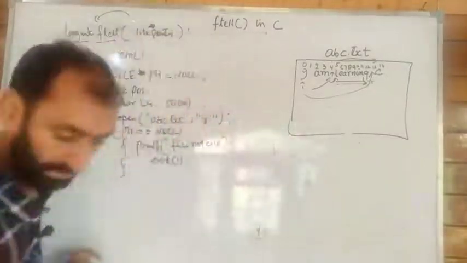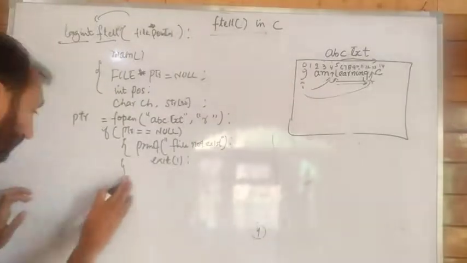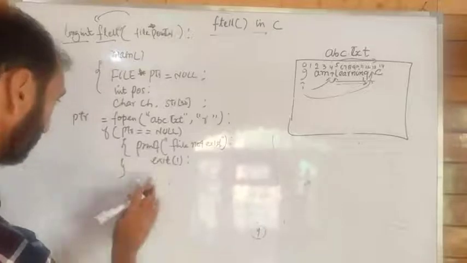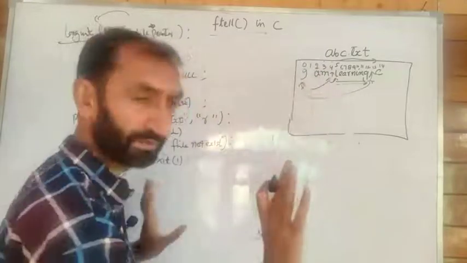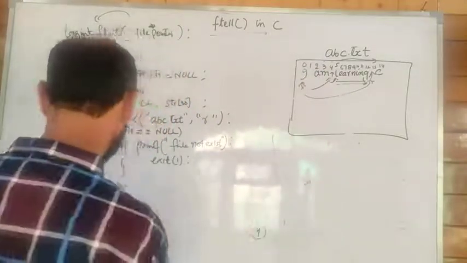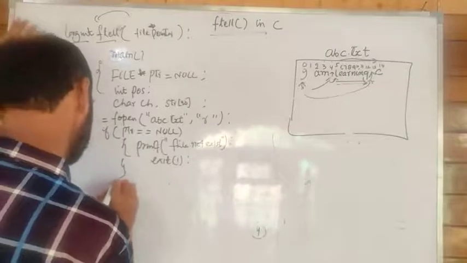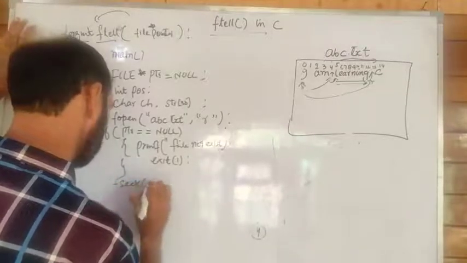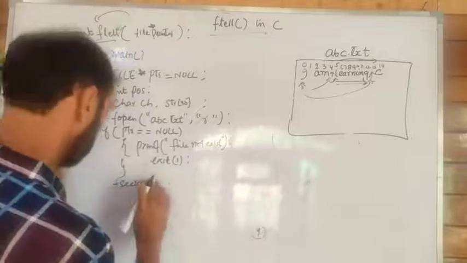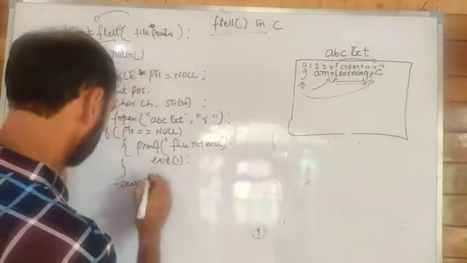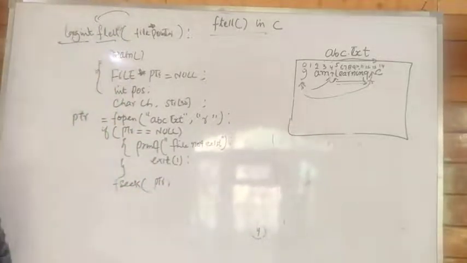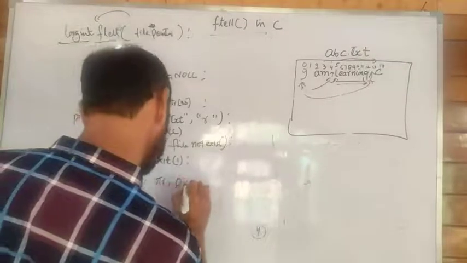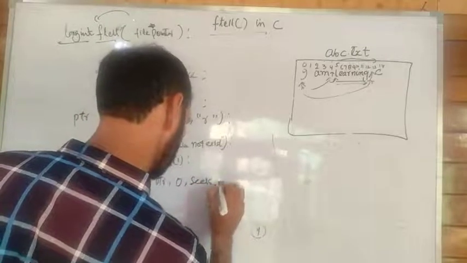For example, first, we know that initially the file pointer is at this location. Now, for example, I write here the fseek function. Simply, I will write here the pointer name ptr. ptr is nothing, it is a pointer name, and 0, SEEK_END.